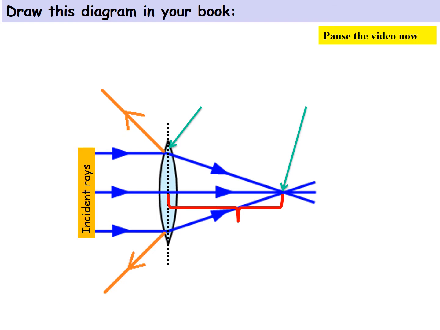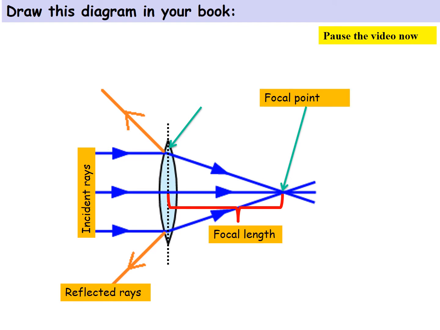Okay, we've got our incident ray, our reflected rays, our focal point, our focal length, which is a new word for you, and our convex lens. Now our focal length is the length it takes for that light to reach the focal point. So it's from the center of the lens to the focal point. That is our focal length. So we can learn a bit more about that later.